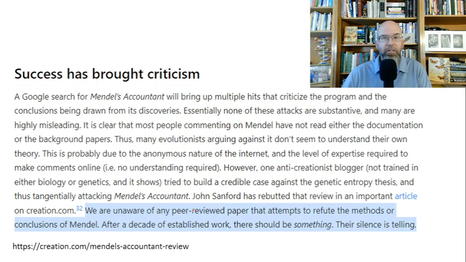"Essentially, none of these attacks are substantive." Now, I have to balk at that, or at how he portrays this. I think some of the criticisms are very substantial, and merit really thinking about. "Many are highly misleading." I don't know about that either. "It is clear that most people commenting on Mendel have not read either the documentation or the background papers." He's channeling a little bit of Jensen here, right? Jensen loves to say when somebody else critiques his work that they didn't understand it, and obviously they didn't read it, right? You just didn't read it. You didn't understand it, because if you had read it and understood it, you wouldn't be critiquing it, because you'd just be bowing down to the awesomeness of this work.